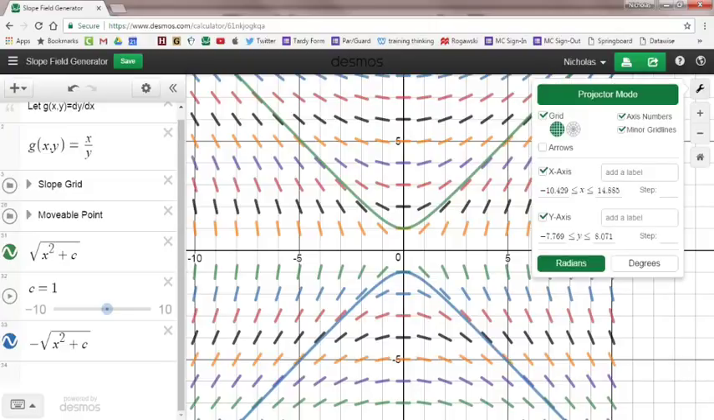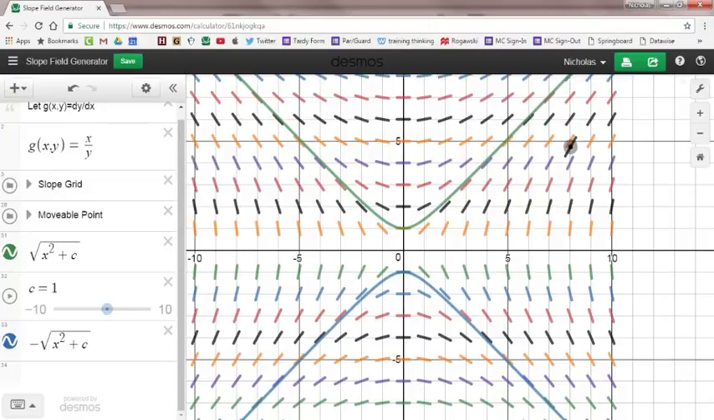Let's make this projector mode. Oh, it's already on projector mode. Okay, do you guys see anything interesting? Like, look at those lines. Talk to your neighbors right now and discuss anything you see that's interesting. Okay, now keep watching it.